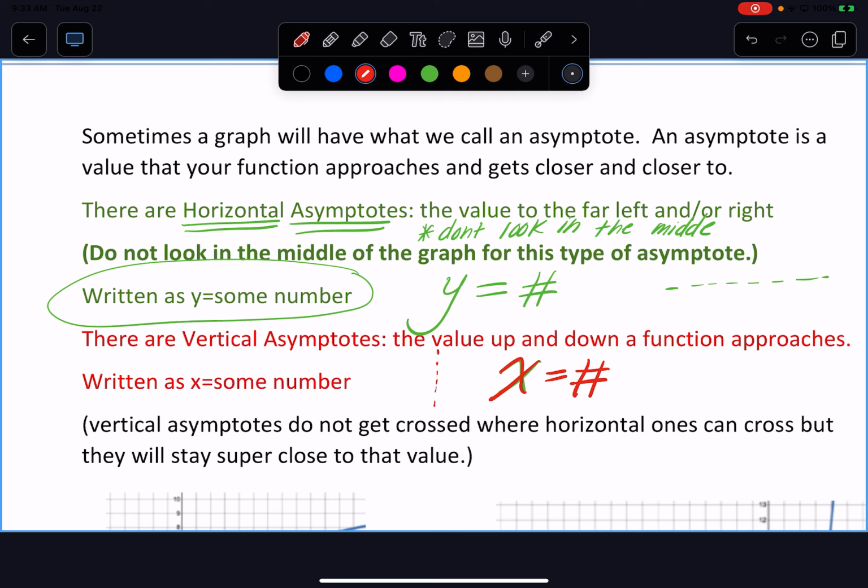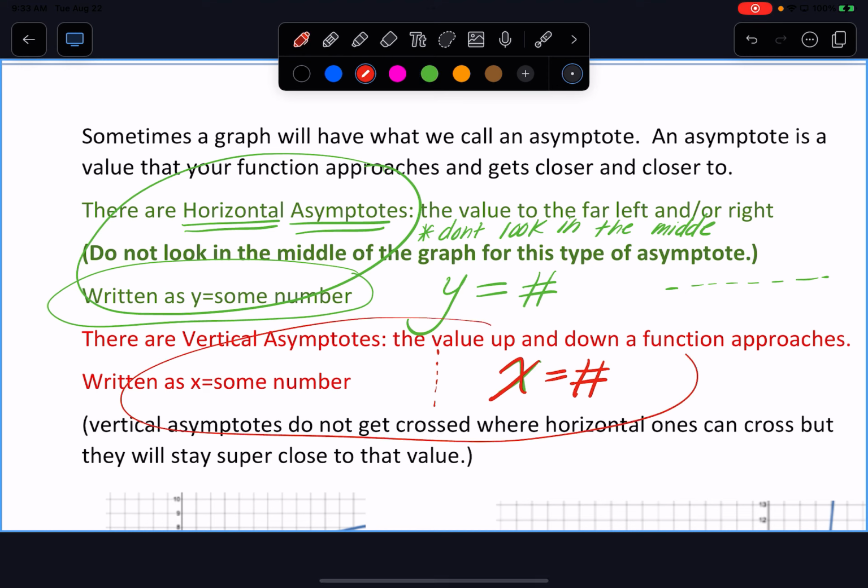Now, they talked about it in the textbook, but it doesn't really matter for the level we're at right now. But they do talk about how horizontal asymptotes can actually get crossed, where vertical asymptotes cannot, but they just say that, and they don't go into why in the book.